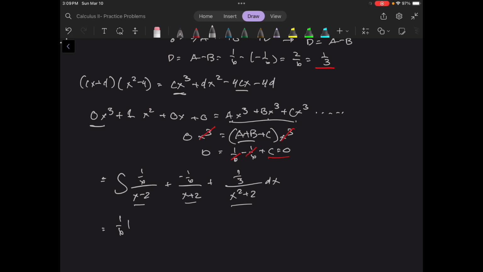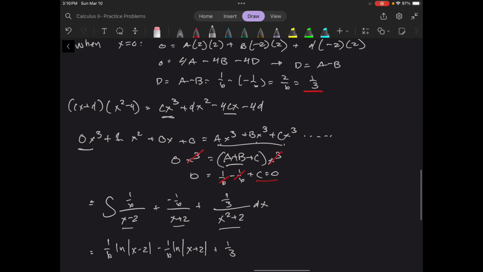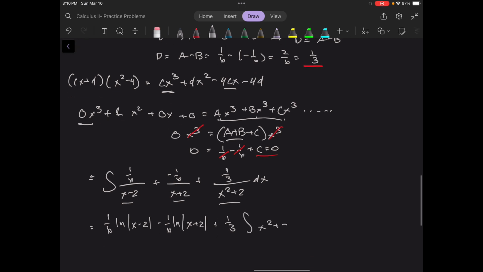This is going to become 1/6 ln of the absolute value of x minus 2. This one's going to become negative 1/6 ln of the absolute value of x plus 2. Finally, the last one will become 1/3 the integral of dx over x squared plus 2. So this is actually an arctan one, right?